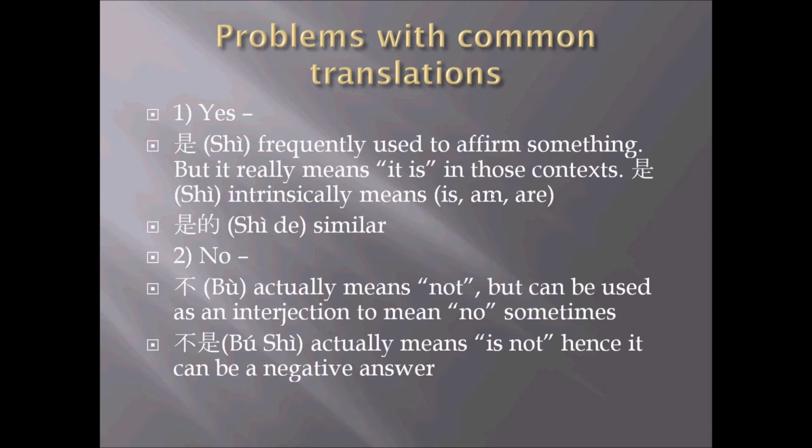Another common translation for no is 不, but actually 不 doesn't mean no, it means not. And again, no single word exactly means no in Chinese. Another common translation is 不是, which is the opposite of 是. But as pointed out, 是 means "it is," and 不 means not. So it literally means "is not." It doesn't mean no intrinsically.